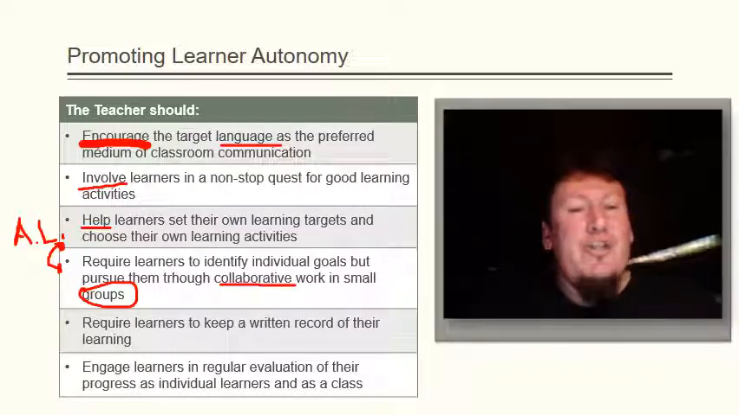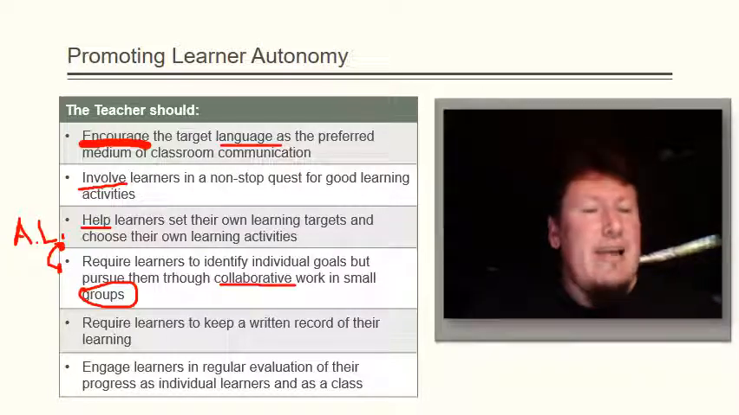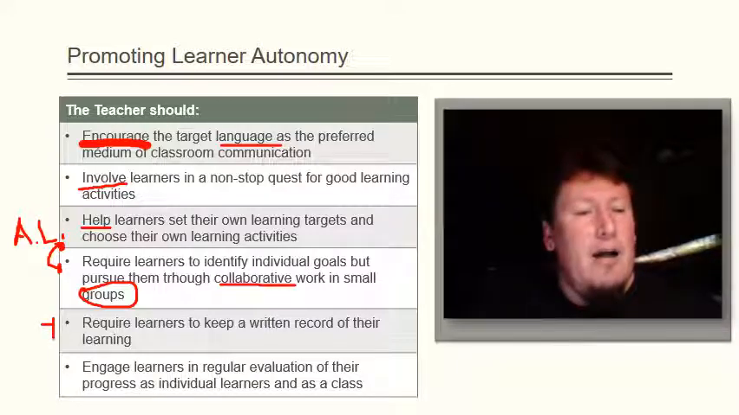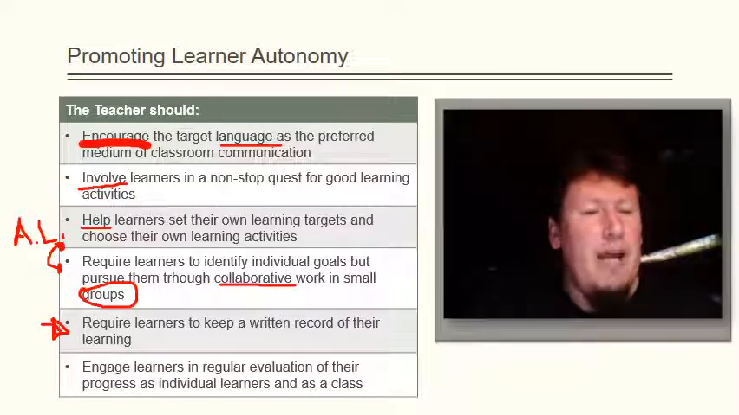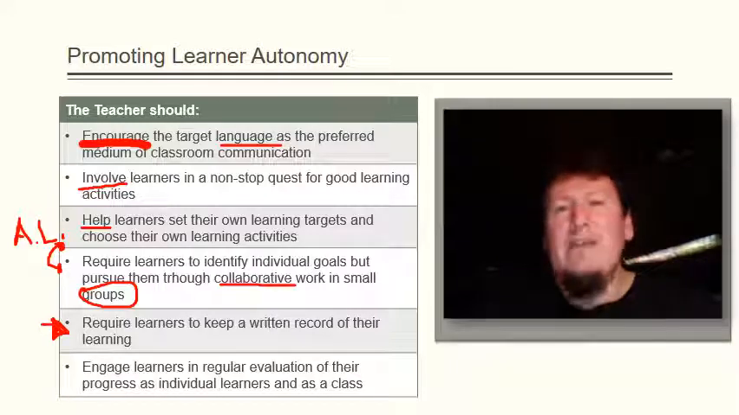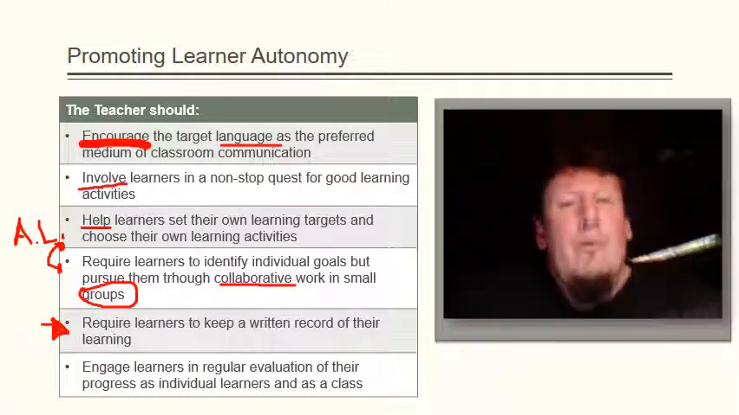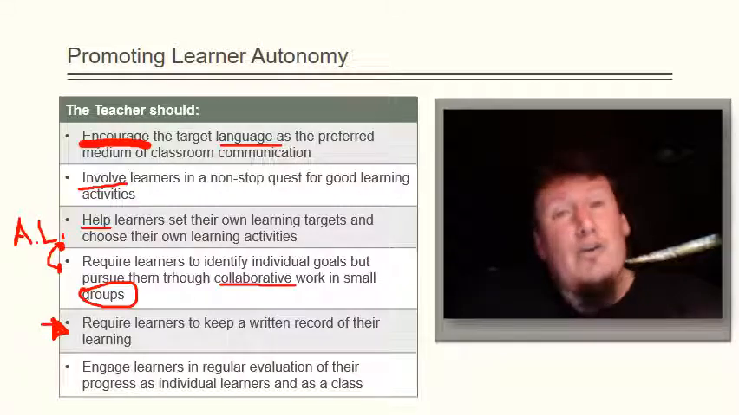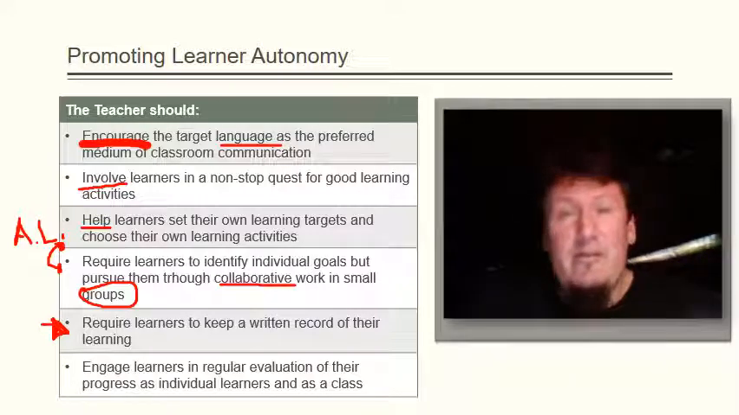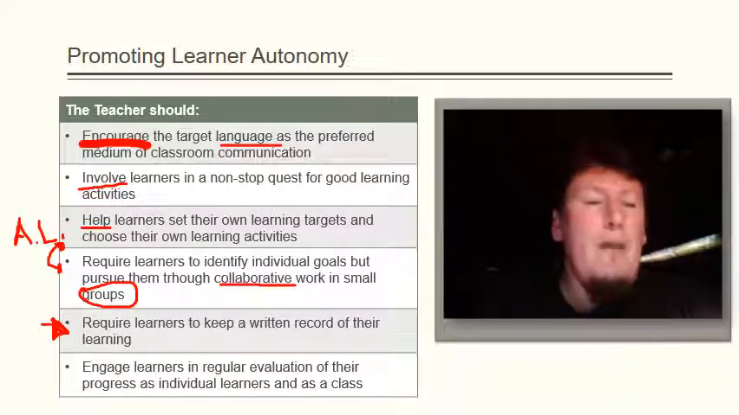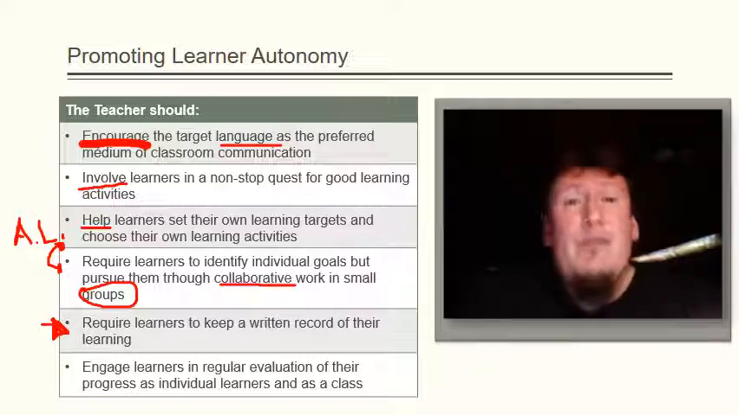Require learners to keep a written record of their journals. This is an autonomous learner strategy that we use a lot. It's fairly popular nowadays, and I think you probably, as university students, have had some teachers ask of you, well, keep a record, and your journal or your diary is going to be evaluated at the end of this course. So this is really important also.